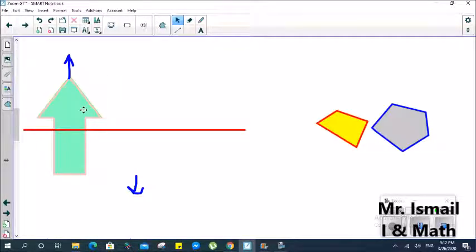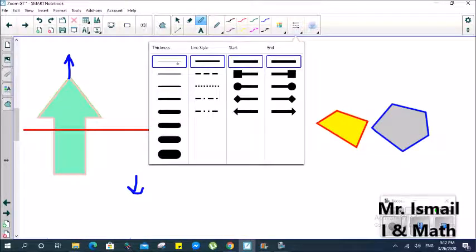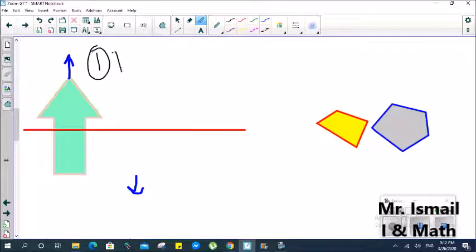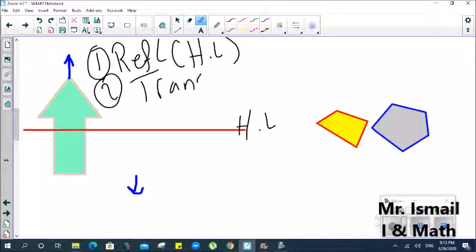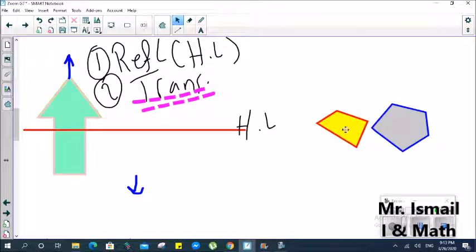So what do we use here? First one, I use reflect horizontally, right? For this horizontal line. Second one, translation. So always you have this one. Always translation.